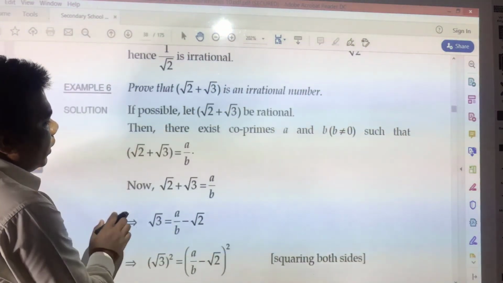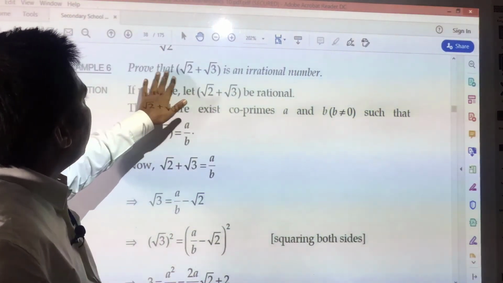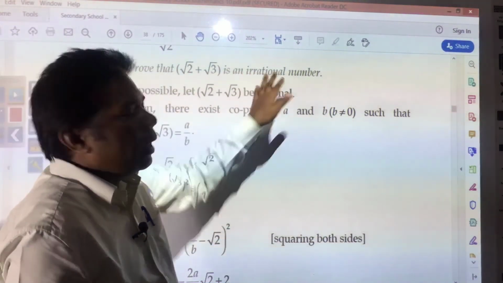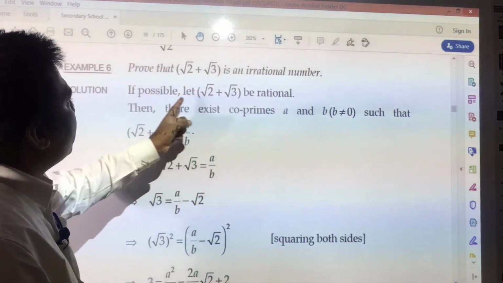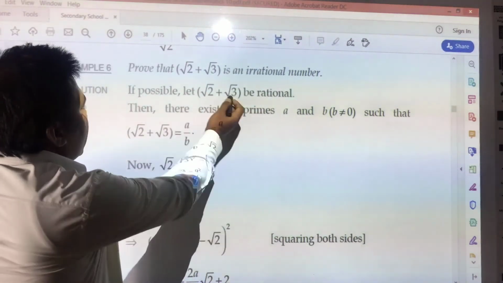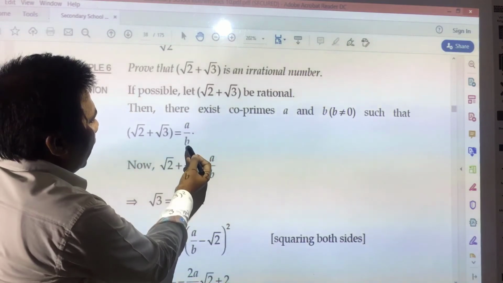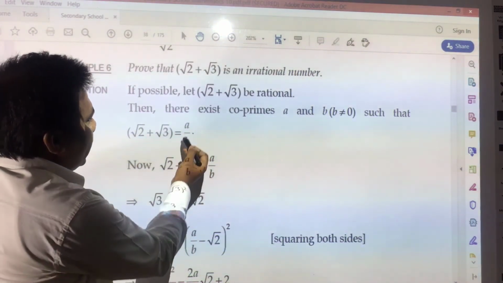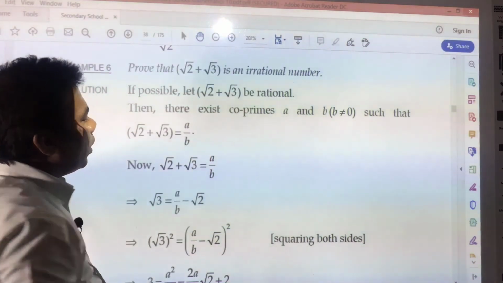Next number, in the same way this also will be solved. Prove that root 2 plus root 3 is an irrational number. So, the same thing is required to be done. If possible, let root 2 plus root 3 be rational, and if it is rational, it means that can be expressed in the form of a by b, where a and b are non-zero integers, b is not equal to 0 and a and b are co-primes.